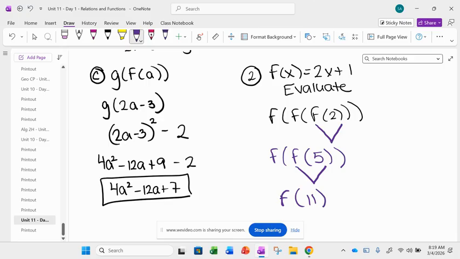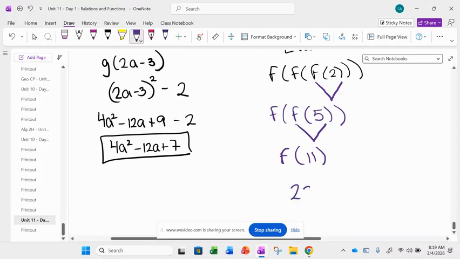Last time, f of 11. So now I'm going to go to f of x. Wherever I see an x, I'm now going to sub in an 11. 2 times 11 is 22 plus 1 is 23. All right, we are done for today.